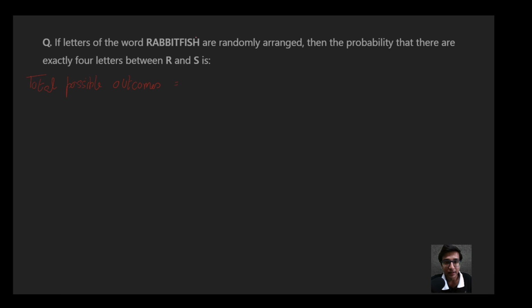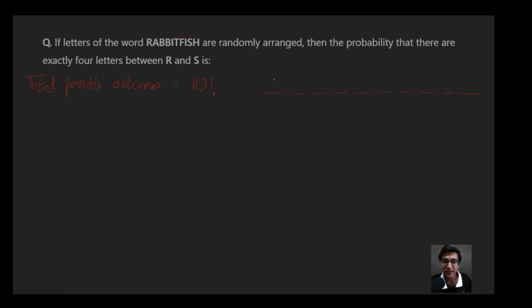So first, for this type of question, what is our total possible outcomes? How many letters are there? 1, 2, 3, 4, 5, 6, 7, 8, 9, 10. There are 10 in total letters in the word rabbit fish. That means our total possible outcomes would become 10 factorial. What would be our favorable outcomes? So first, let's draw 10 spaces. 1, 2, 3, 4, 5, 6, 7, 8, 9, 10.